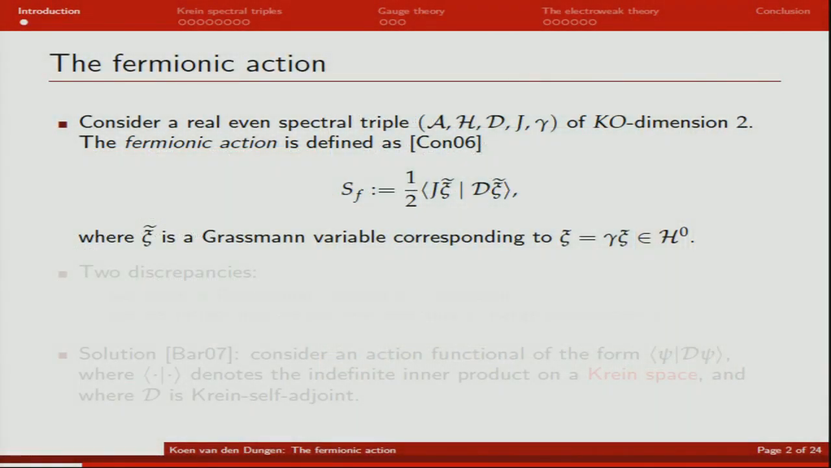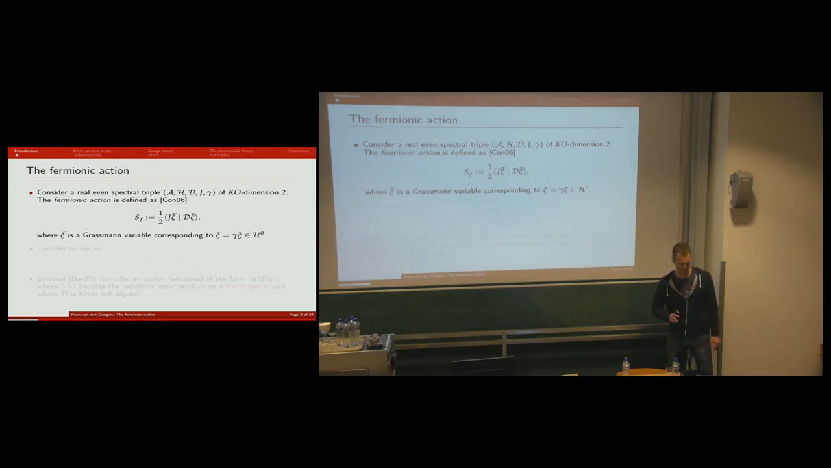All right, so to start, the fermionic action, as Alain Connes defined it, is defined for a real even spectral triple, and it only works in the case of KO dimension 2. And then it is defined by this formula. So we take a vector xi, which is required to be an even vector, and then we take the inner product of the real structure applied to xi with the Dirac operator applied to xi. And this tilde above xi means that we view xi as a Grassmann variable, so we assume that it's an anti-commuting variable.